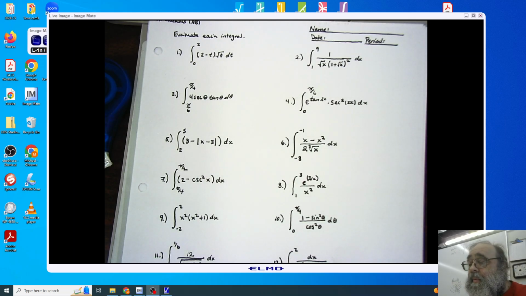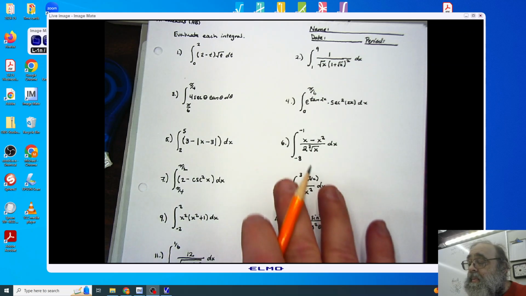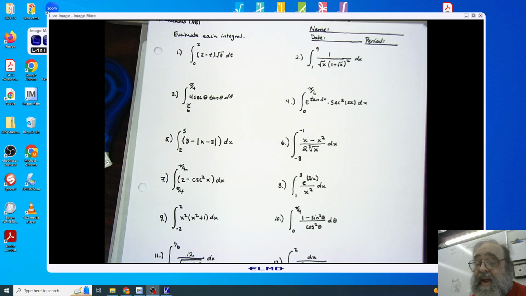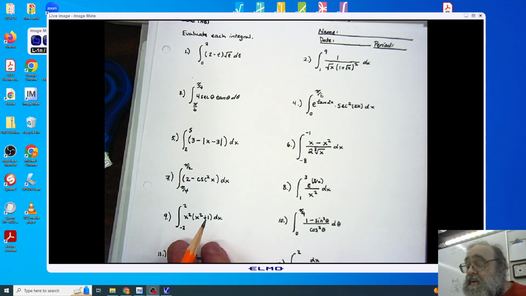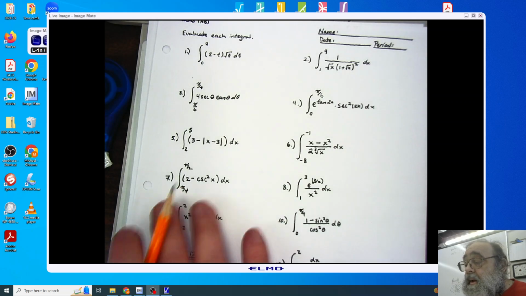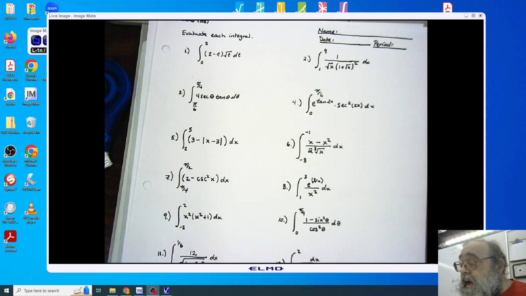So we have one integration of an absolute value. We have one integration where we will divide the terms. We have an integration that is going to be using a distribution, and then a u sub in number 8.